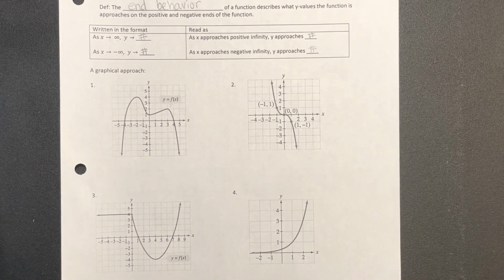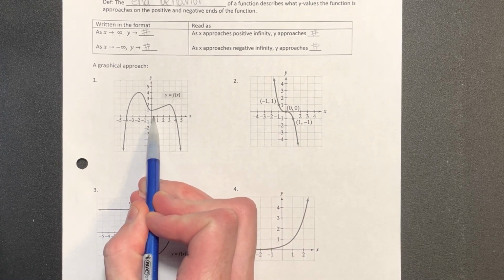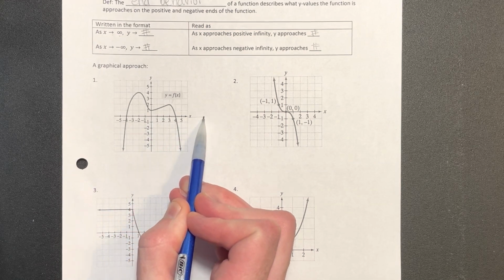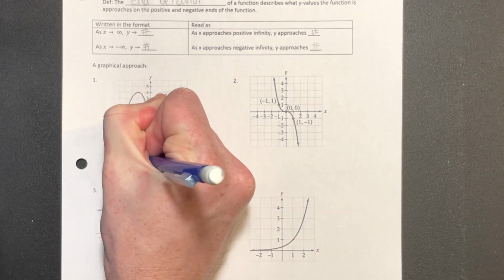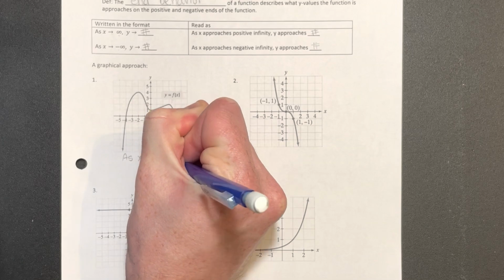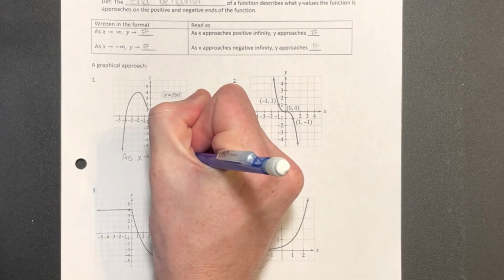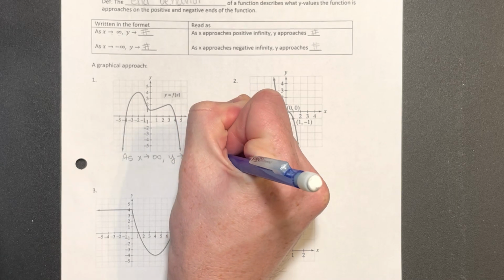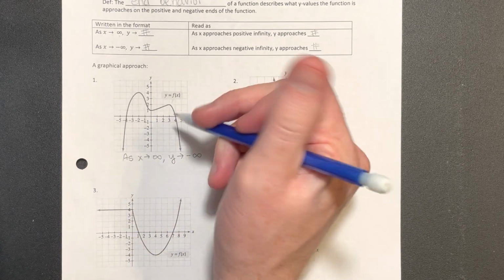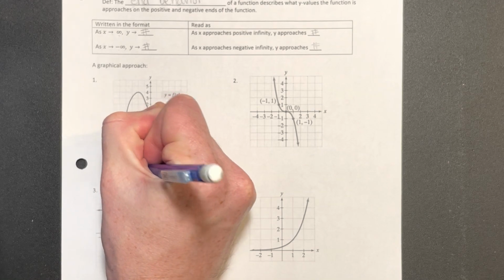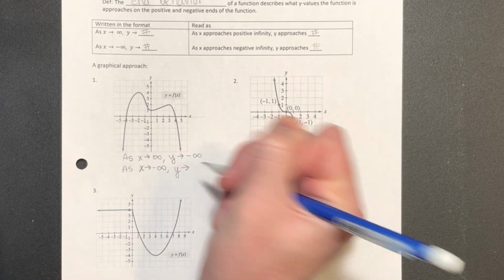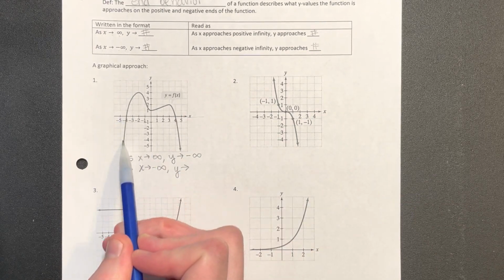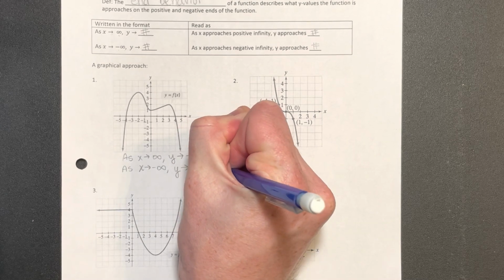Graphically, when we look at this first example, we're going to look as x goes to infinity. So on the right side, as these x's keep going up, what are the y values doing? These y values are going down. So we just write that as x arrow infinity. As x approaches infinity, y is approaching negative infinity because it's going down. Then on the left side, as x goes to negative infinity, y is going down as well. So y goes to negative infinity.